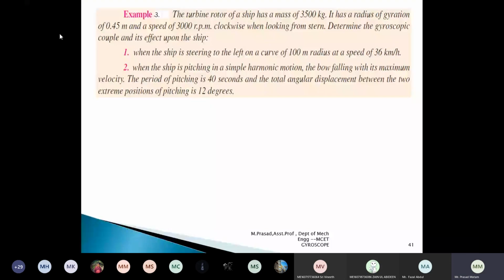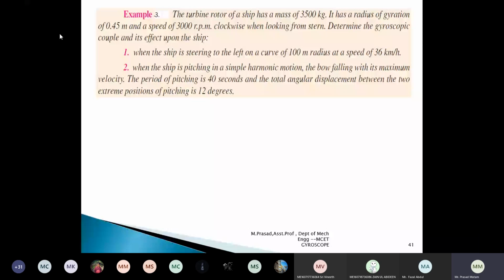So this is the problem, which is a combination of steering motion as well as pitching motion. Let us go through this problem. The turbine rotor of a ship has a mass of 3500 kg. It has radius of gyration 0.45 meter and a speed of 3000 rpm clockwise when looking from the stern, that is backside. Determine the gyroscopic couple and its effect upon the ship in the following two cases.